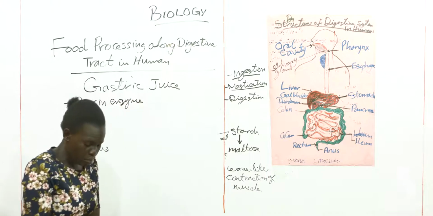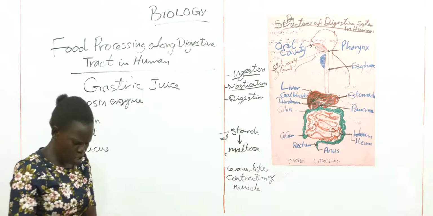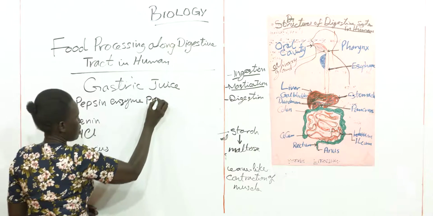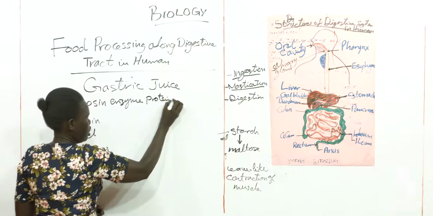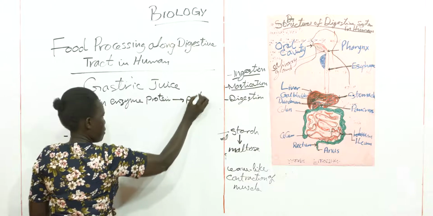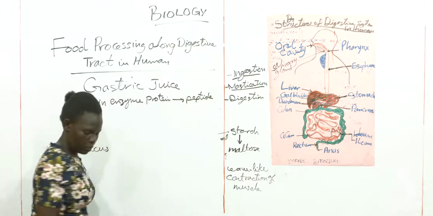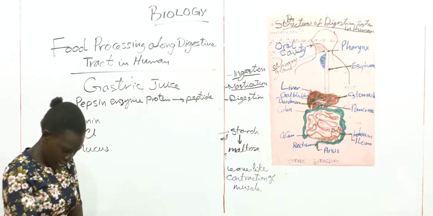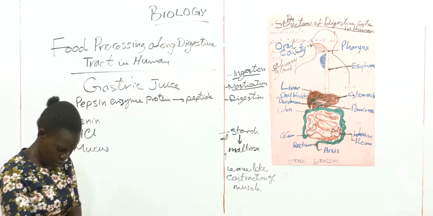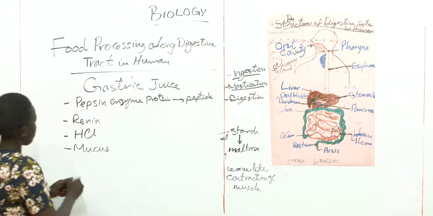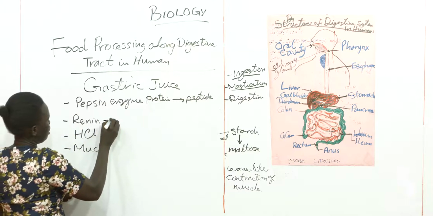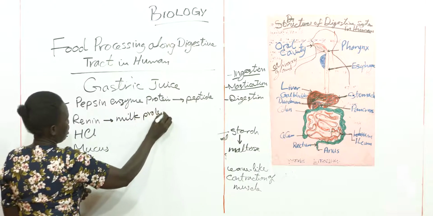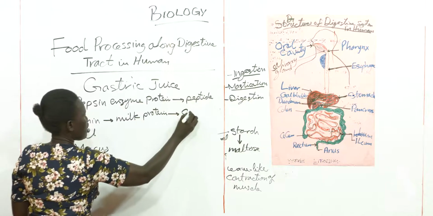Pepsin is the one breaking down the protein into peptide. Then renin is the one breaking the milk protein into casein.